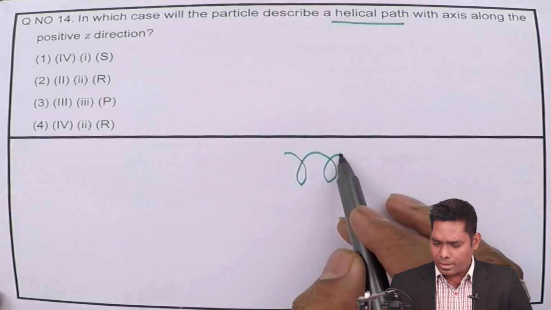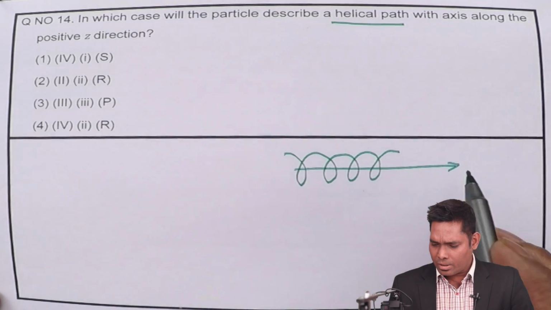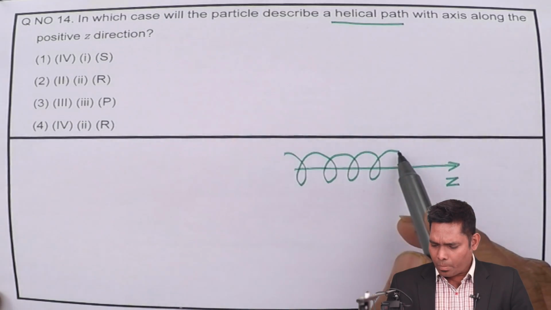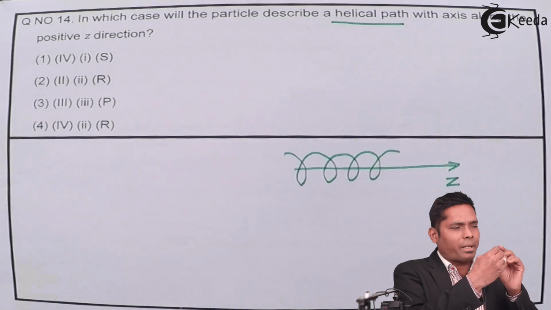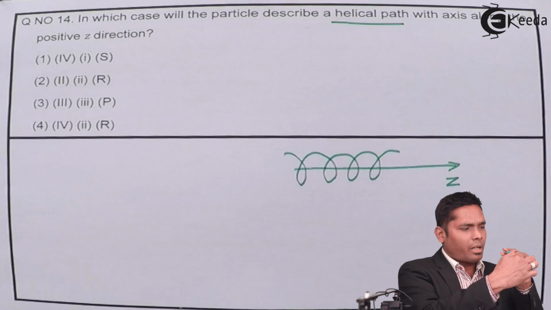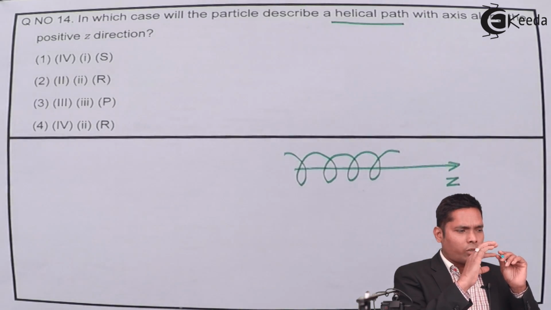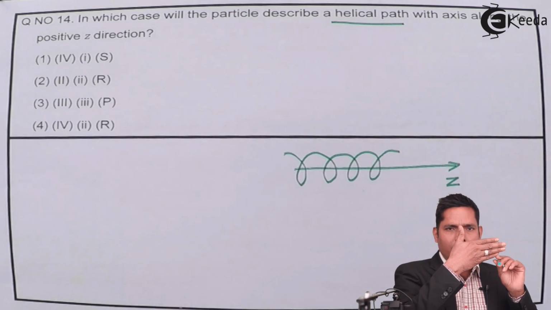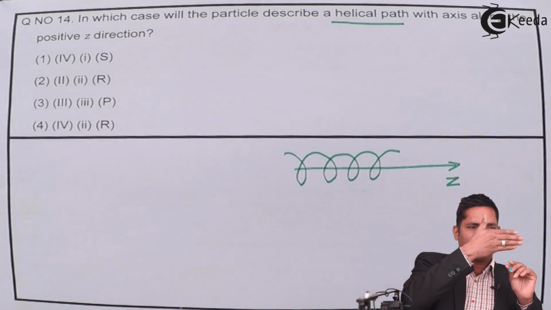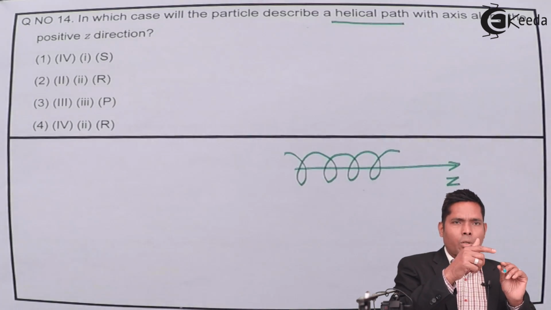The path should be like this, and it moves along this direction with its axis along z direction. Suppose this is z direction, so the particle continues to move in a spiral path. Suppose this is your z direction and it has to move like this and move along that direction. So if this is z, then this is xy plane, and in x and y plane, the particle is moving in xy plane and moving forward.